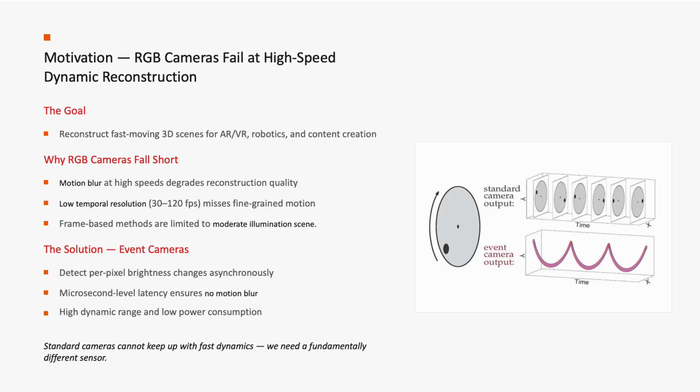Reconstructing fast-moving 3D scenes is essential for AR/VR and robotics. However, conventional RGB cameras suffer from motion blur and low temporal resolution, limiting them to moderate motion scenarios. Event cameras offer a compelling alternative. They detect brightness changes asynchronously with microsecond latency, producing no motion blur.